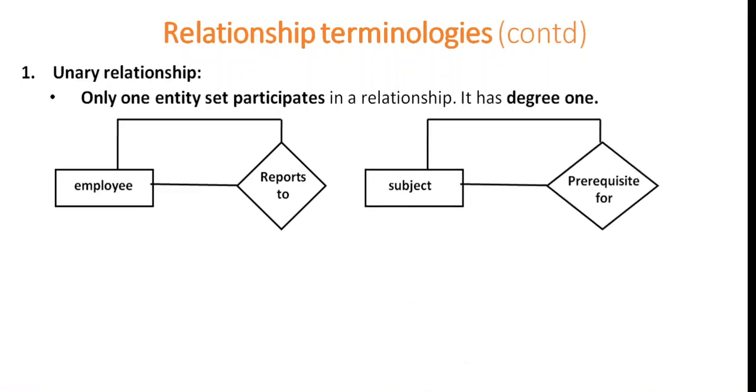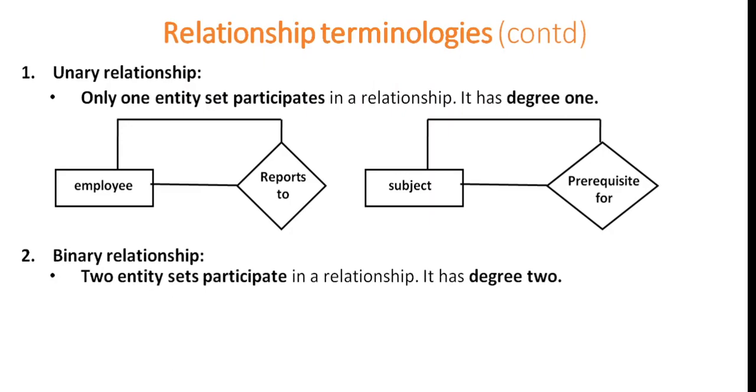We have another example, that is subject and prerequisite for that subject. One subject may be a prerequisite for another subject, so here only one entity set is participating in the relationship. So it is a unary type of relationship.